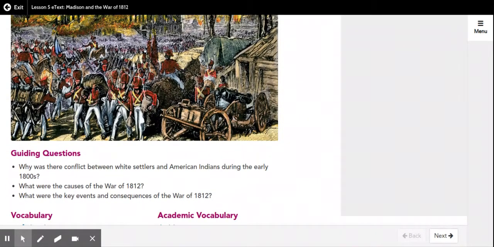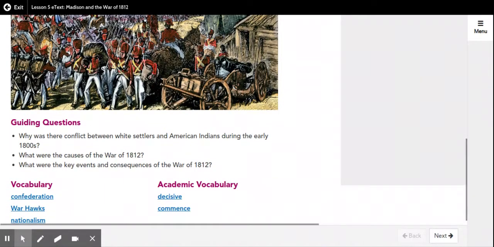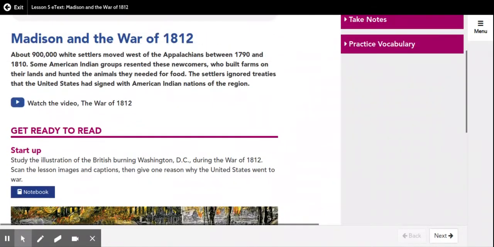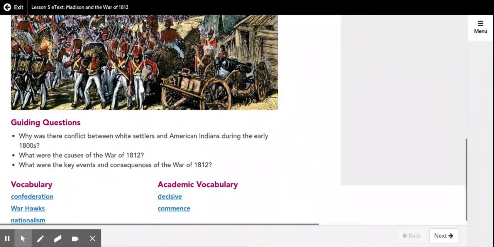Guiding questions. Why was there conflict between white settlers and American Indians during the early 1800s? What were the causes of the War of 1812? What were the key events and consequences of the War of 1812? Vocabulary: Confederation, Warhawks, Nationalism. Academic vocabulary: Decisive, Commence.